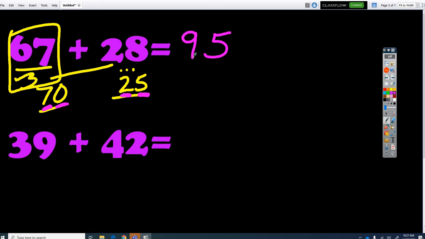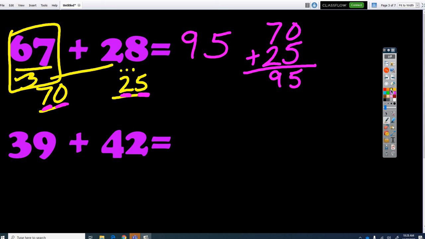So I have 95. Or remember, we could just stack it up like this. And remember, we do the ones first and then we do the tens. So either way, we still got 95 as an answer. Good job. All right, so what about this one? 39 plus 42. What'd you get?